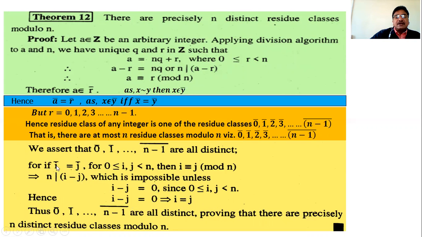That is, if i bar and j bar are same, then i and j are same. That is, these 0 bar, 1 bar, up to n minus 1 bar are all distinct. If we take the two equivalence classes same, then the elements i and j are same. Hence we say that there are precisely, or exactly, n residue classes modulo n. And what are they? 0 bar, 1 bar, 2 bar, 3 bar up to n minus 1 bar.